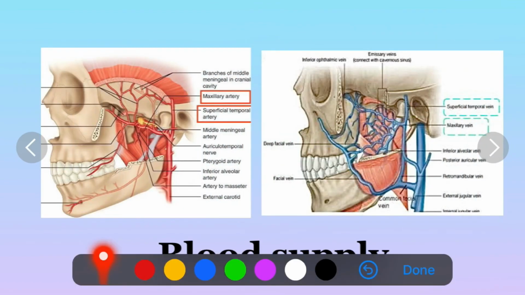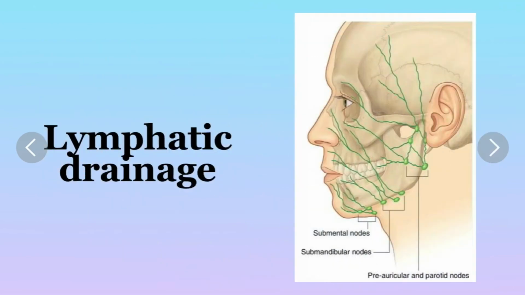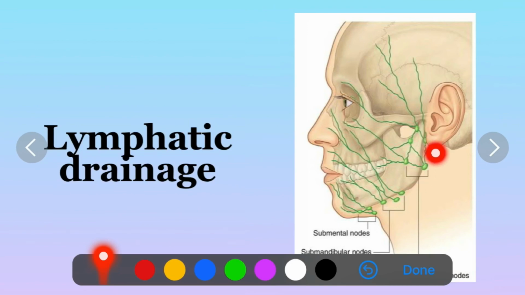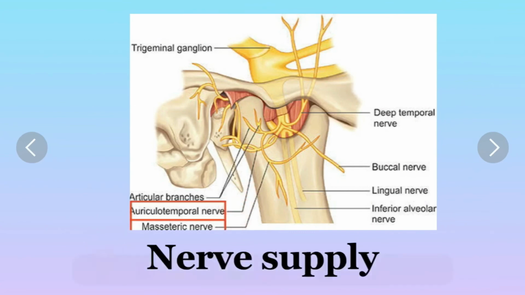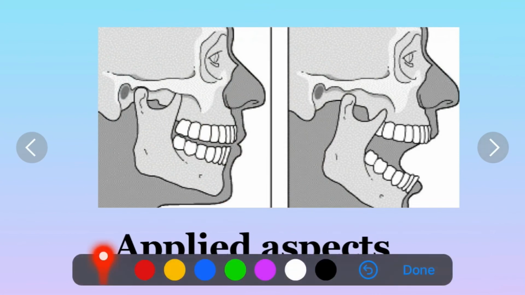Moving on to the blood supply, this TMJ is supplied by the superficial temporal artery and the maxillary artery and is drained by the superficial temporal vein and the maxillary vein. Its lymphatic drainage is via the preauricular lymph nodes and the upper deep cervical lymph nodes. The nerve supply of the TMJ is via the auriculotemporal nerve and the masseteric nerve. Its applied aspect includes forward dislocation of the condyle of the mandible. This stretches the ligaments and muscles, which causes severe pain.